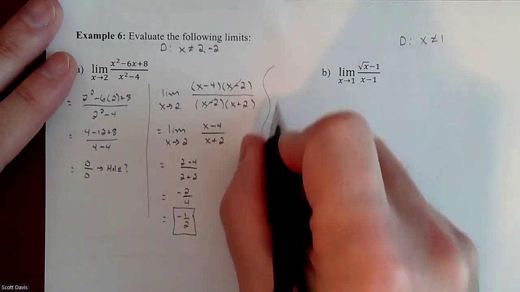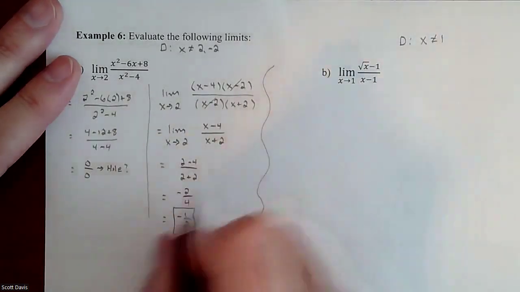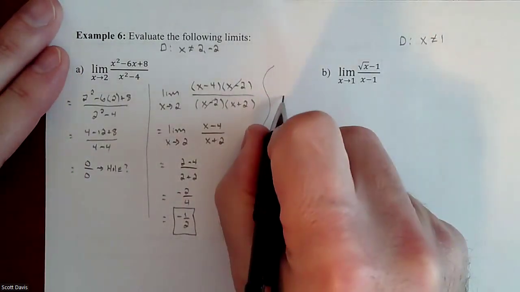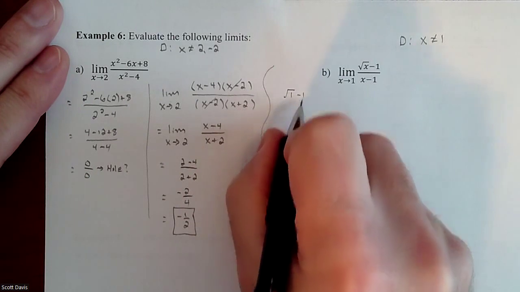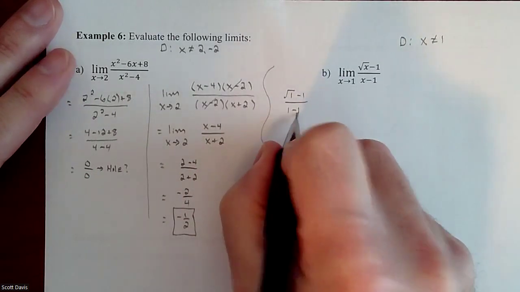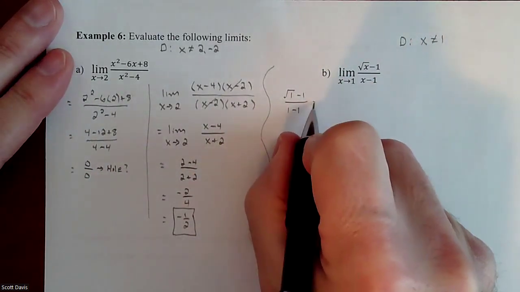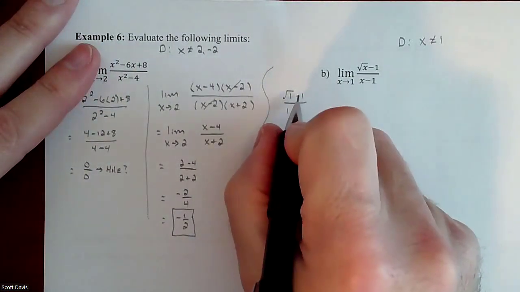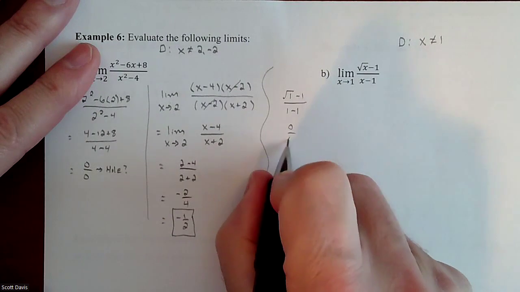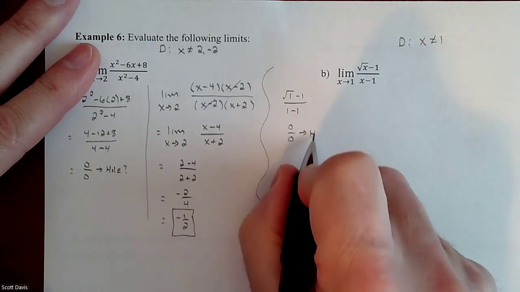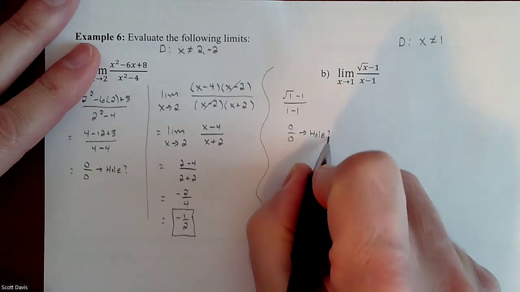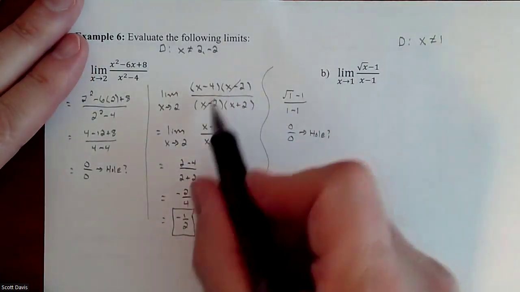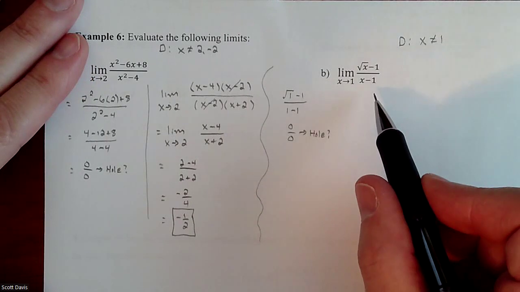So let's see if we have potential for a hole. If we plug this in, we have the square root of 1 minus 1 over 1 minus 1. So we're looking at the square root of 1, which is 1, minus 1, which is 0, over 0. So again, potentially a hole. Let's see if we have another common factor that's going to cancel out.